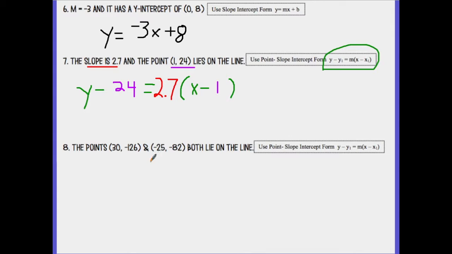Next one here, we need to go ahead and find our slope first because we have 2 points, but we don't have the slope. So I'm going to write the other point underneath here, and then we can calculate the change in y and change in x. So when you do this, we're going to say negative 82 minus negative 126 for our change in y, over our change in x. We're going to go in the same order. Negative 25 minus 30.